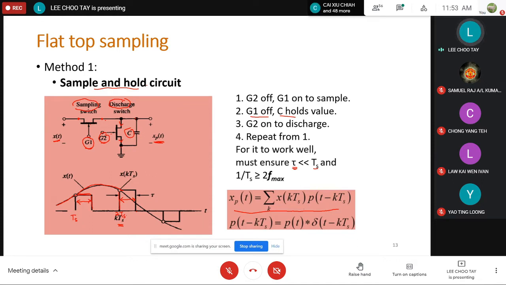And then how does the pulse equation look like? The pulse equation is to make sure we generate a rectangular pulse and convolve it with the delta function. This delta function needs to give you a 1 at all the k values here.